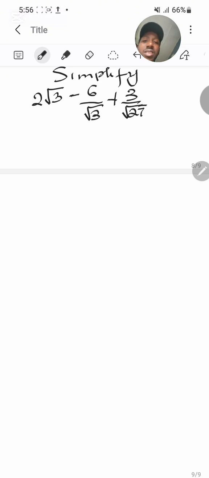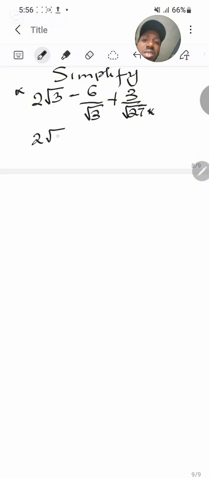Now, if you look at this part of the question, the 2 root 3, it's already in its basic form. But these two other parts, the 6 over root 3 and the 3 over root 27, are the parts we need to rationalize. But if you look at it very well, this root 27 we can still reduce to a basic form. So how do we do that?